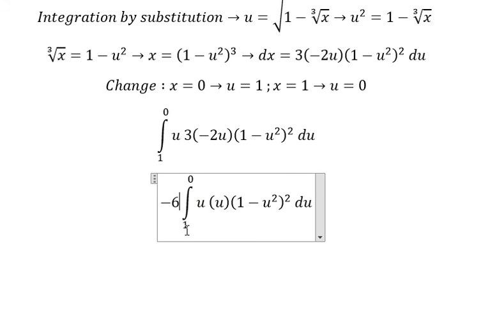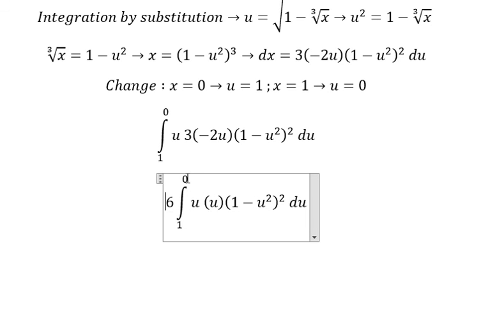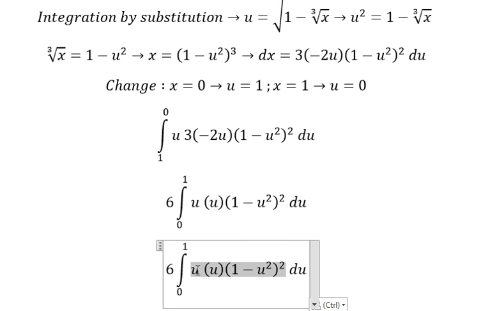Because number 1 is bigger than number 0 in here, and we have the negative sign, we can swap the top and the bottom together, and this one we change to positive. This one you got u square.